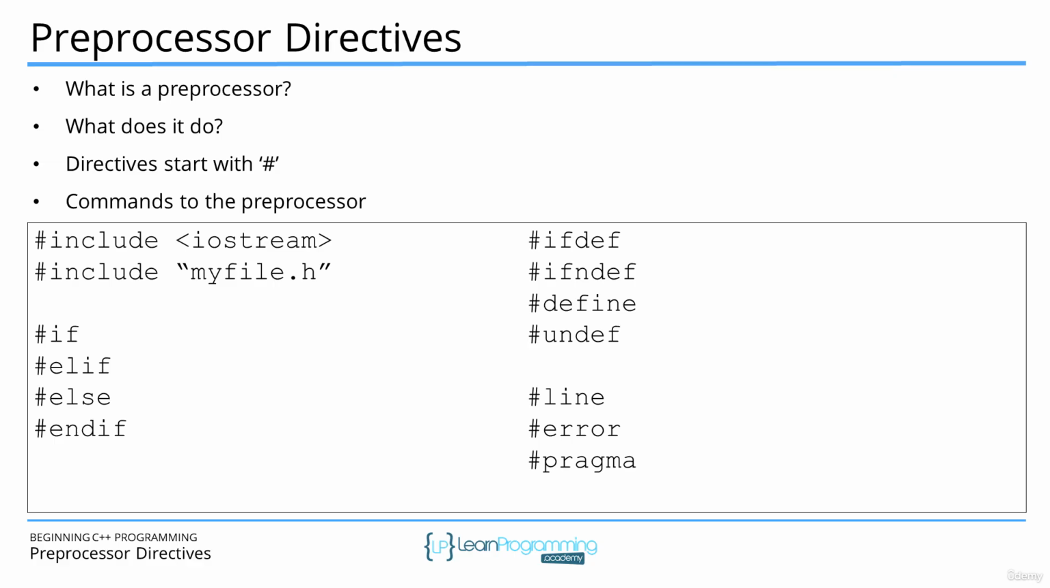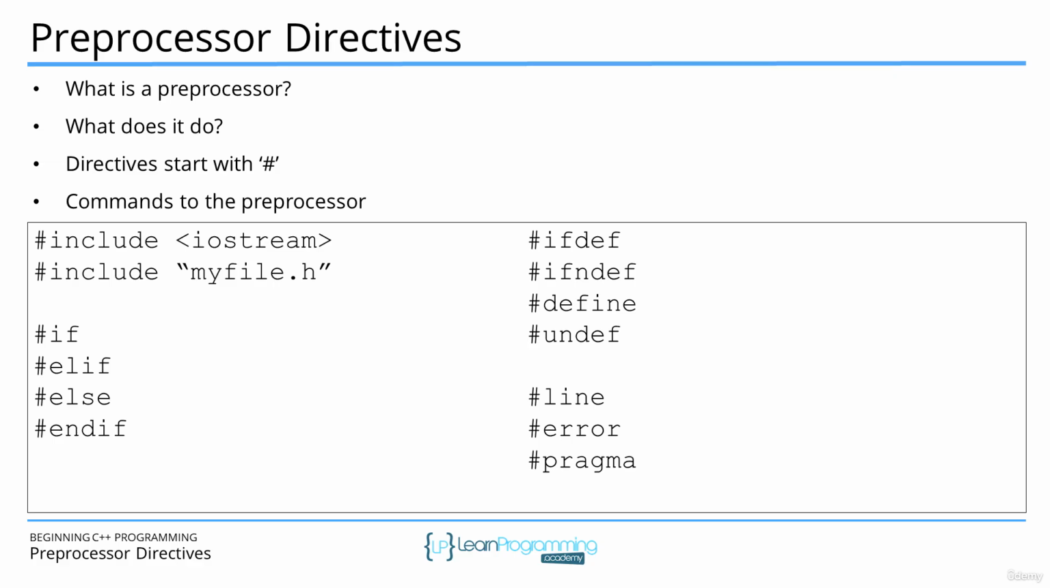The most commonly used preprocessor directive is the include directive. When the preprocessor sees this directive, it replaces the pound include line with the file that it's referring to. Then it recursively processes that file as well. So, by the time the compiler sees the source code, all comments are stripped out and all preprocessor directives have been processed and removed.